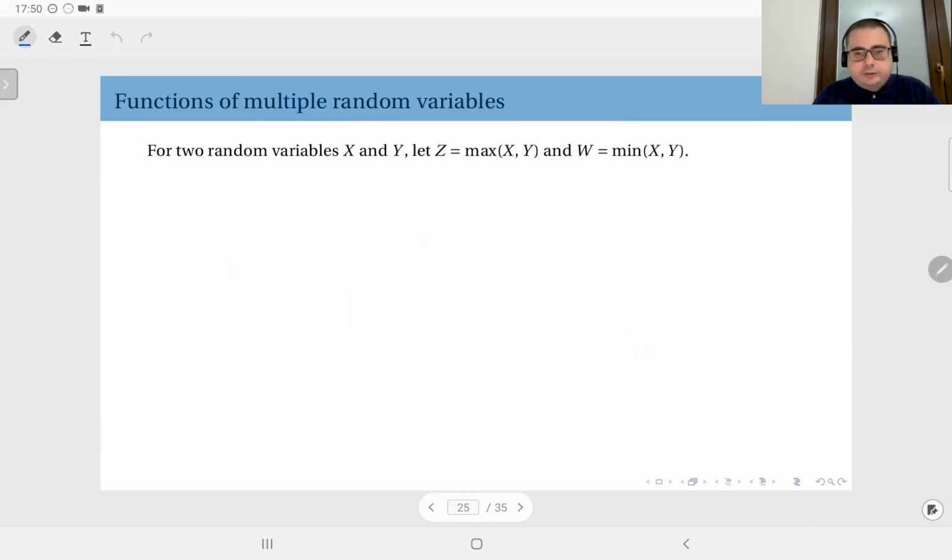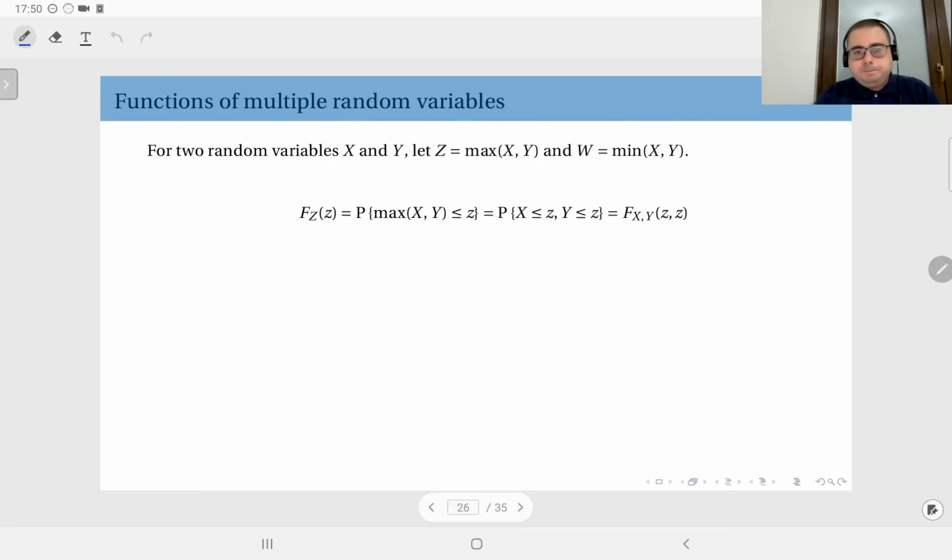Now we can generalize this if we define z as the maximum of x and y and w as the minimum of x and y. We would like to obtain the joint distribution of z and w in a general setting, not in that example, but in a general setting where we have the joint distribution of x and y.